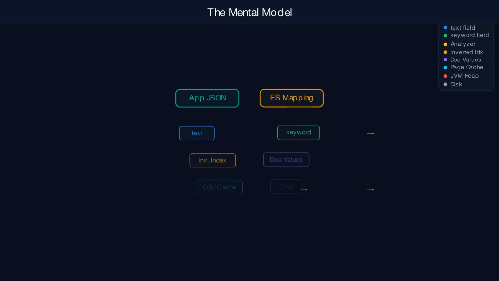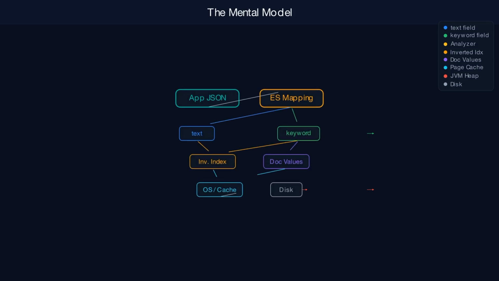Here is the mental model. Choose text when you need language-aware word search. Choose keyword when you need exact matching, sorting, and aggregations. Under the hood, that choice changes analyzer CPU cost, Lucene term structures, doc values usage, heap pressure risk, page cache behavior, and disk I/O patterns.